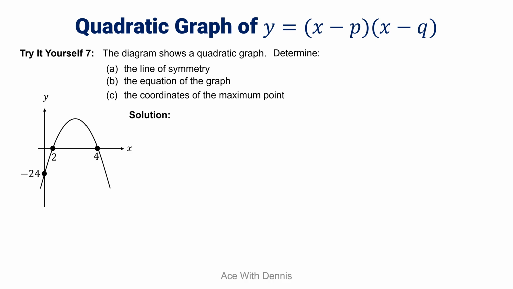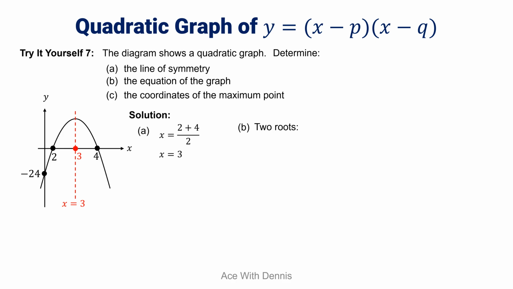Okay, so here's the solution. For A, to find the line of symmetry, this dotted line will be the line of symmetry, and it is in the middle of the values 2 and 4. So x equals (2 plus 4) over 2, which is 3. So this point is 3, and the equation of the line of symmetry is x equals 3.